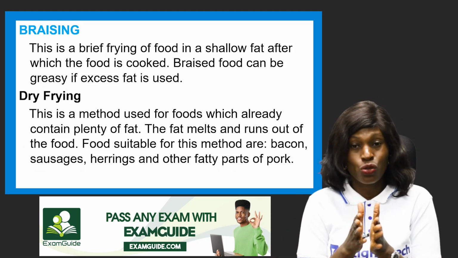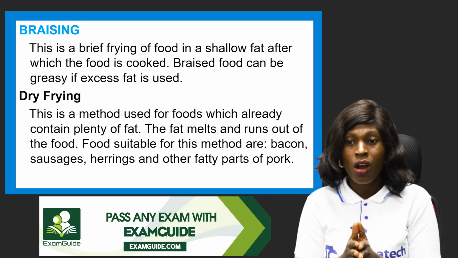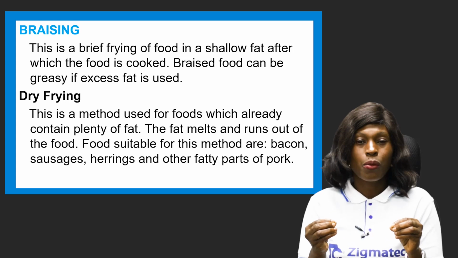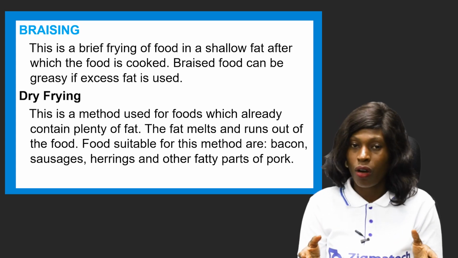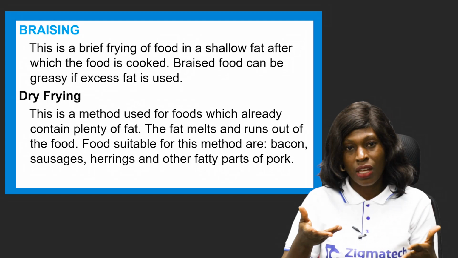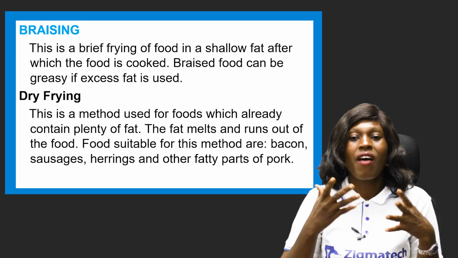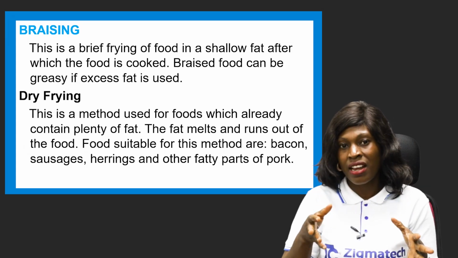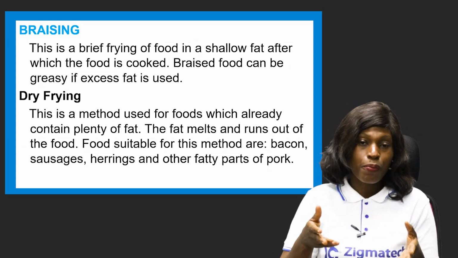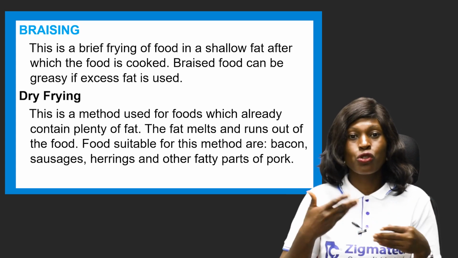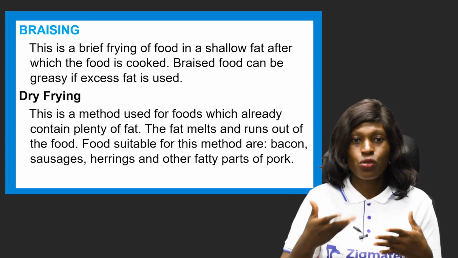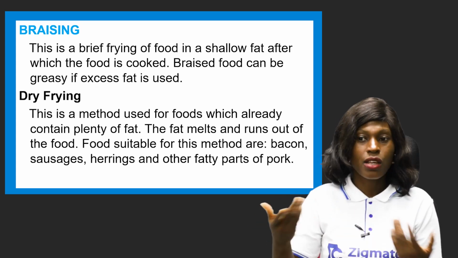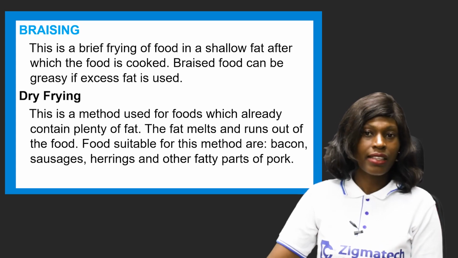Now there's the dry frying method too, which is used for foods that already contain plenty of fat. Here you don't need to add fat to them anymore. The fat melts and runs out of the food on its own. Some of the foods we can do this with are pork, sausages, bacon, and herrings. This is dry frying. You just put them in the frying pan, and the fat produced from them is what is used to fry them, rather than having to add fat.